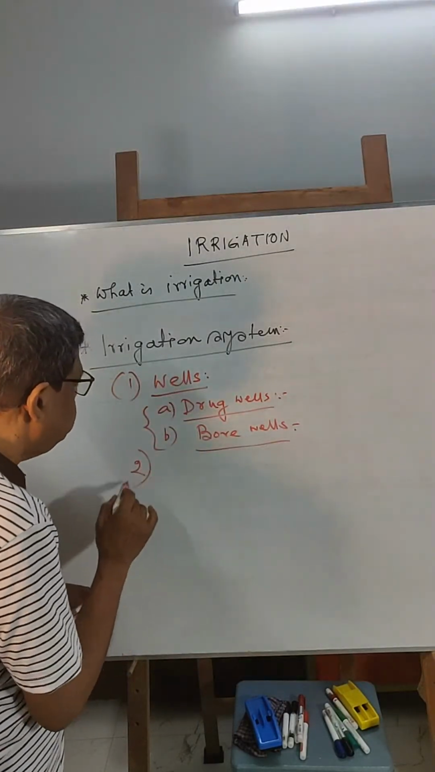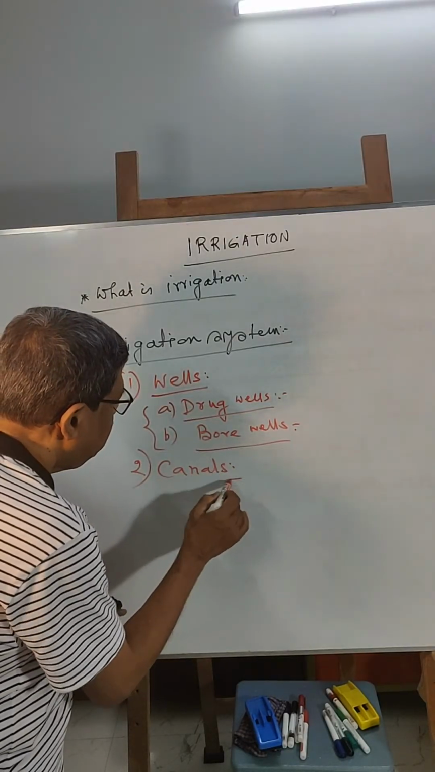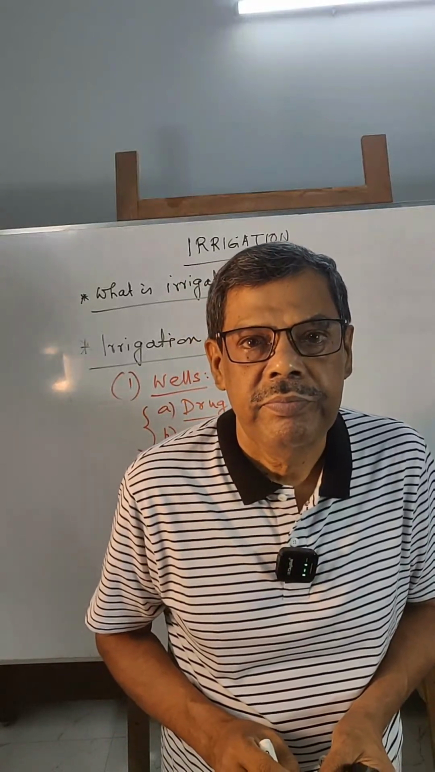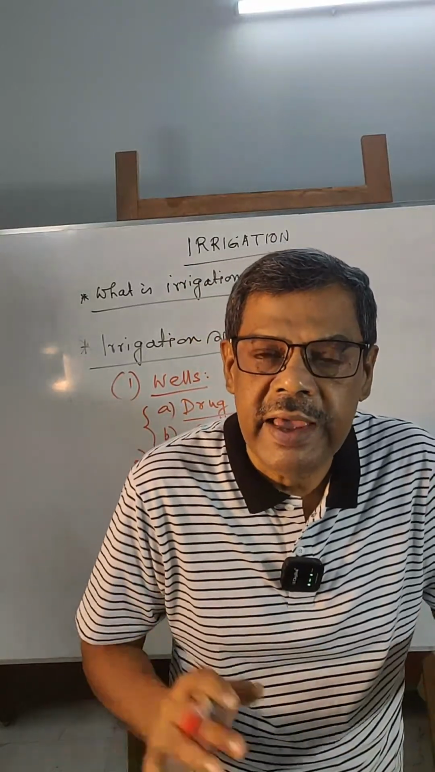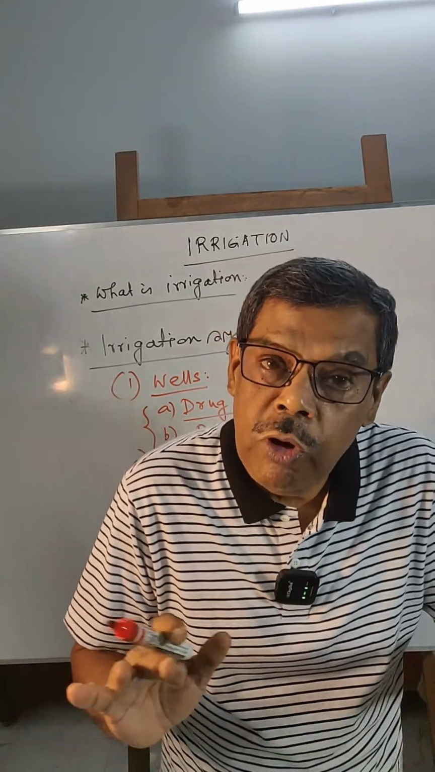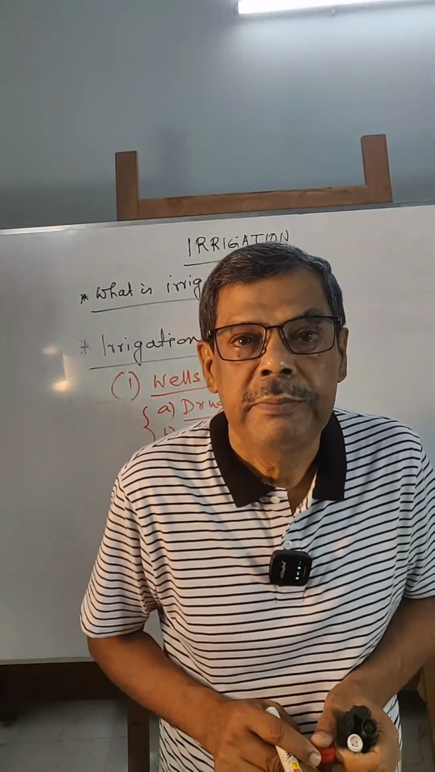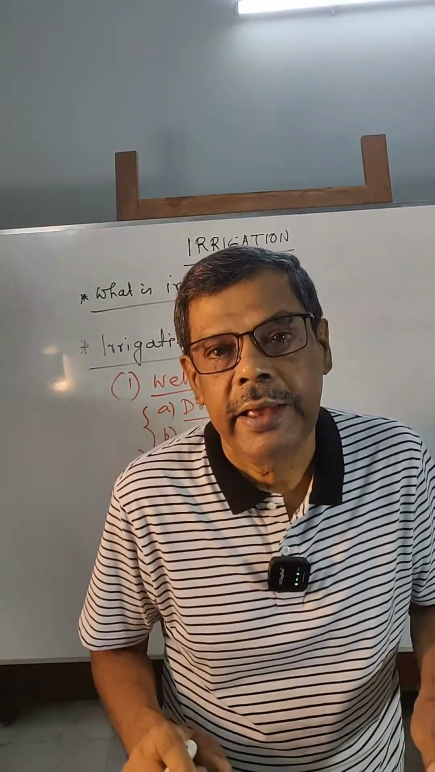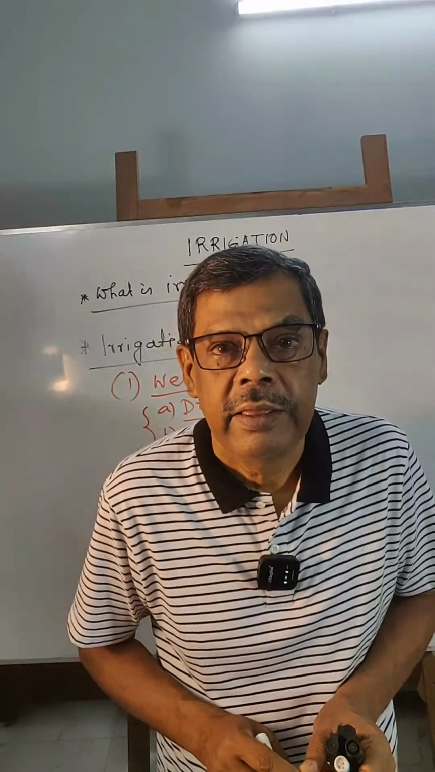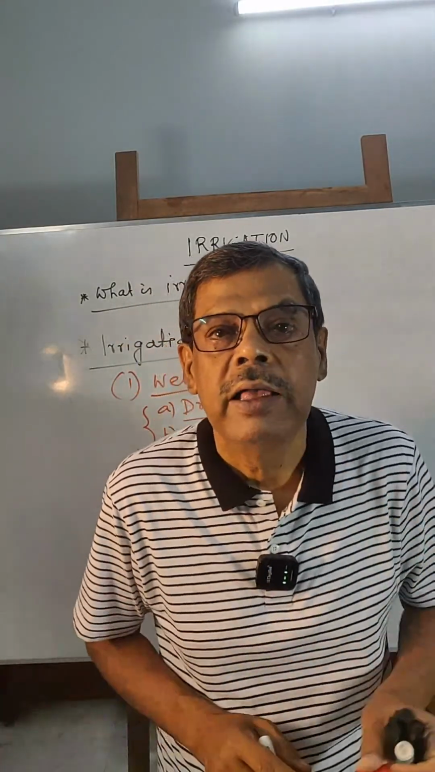Number 2, canals. These are man-made channels. The source of these channels is a river, dam, barrage or lake. Through this canal, source water is transported to the crop field.